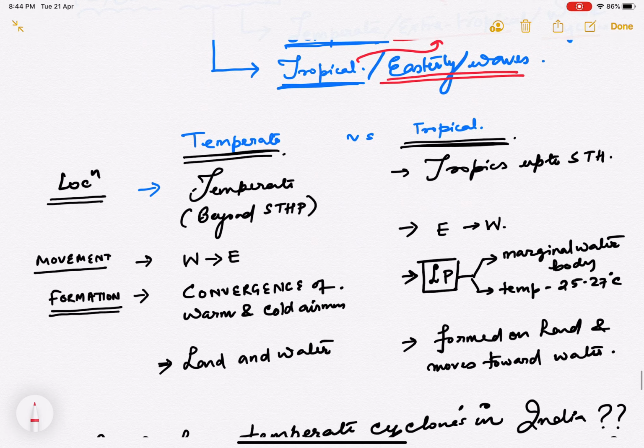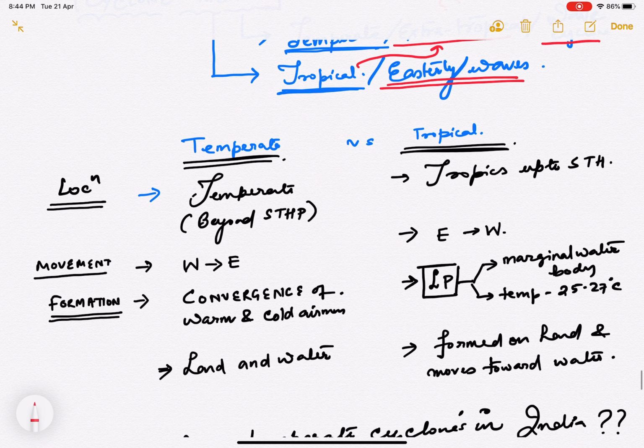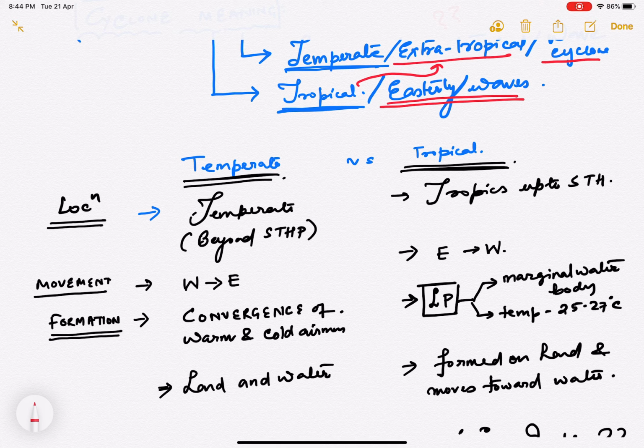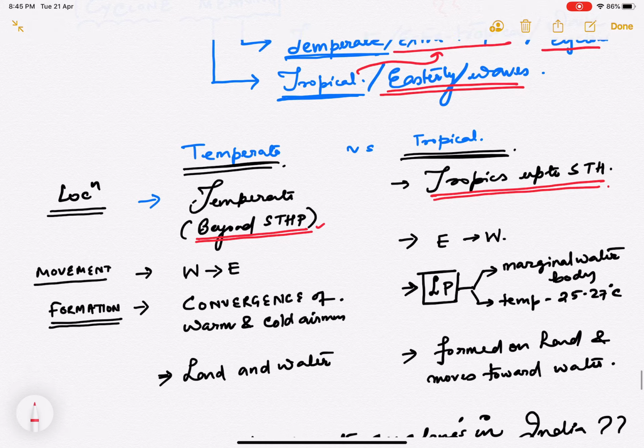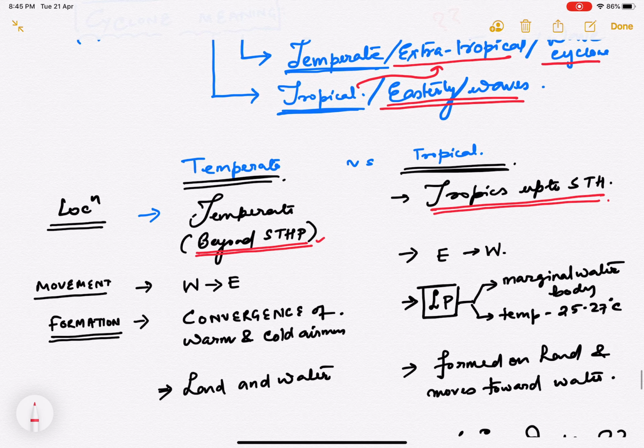Now, the difference between the temperate and the tropical cyclone. First of all, location. Temperate cyclone is basically located in the temperate region. Basically, I would call this a region beyond the subtropical high. And the tropical cyclone up to the subtropical high pressure region. Next, the movement. Temperate cyclone moves from west to east and the tropical cyclone moves from east to west.